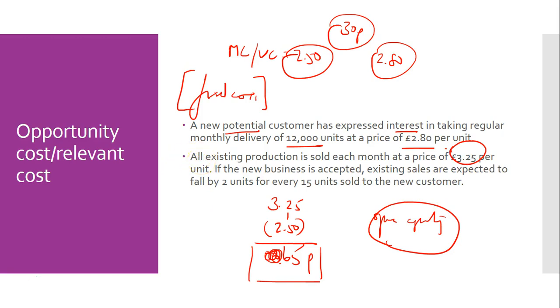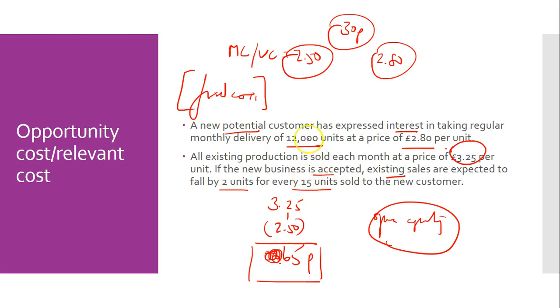Okay. In addition to this, you have a little caveat. It says that if the new business is accepted, existing sales are expected to fall by 2 units for every 15 units. So for some reason, perhaps you're taking someone away from the current production, existing sales will fall by 2 units for every 15 units sold to the customer.